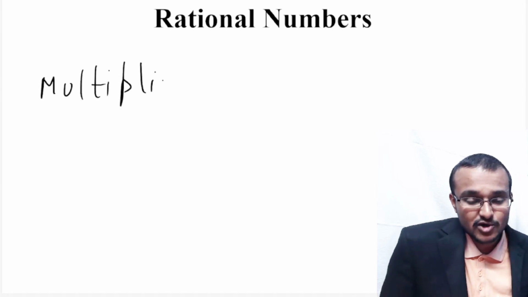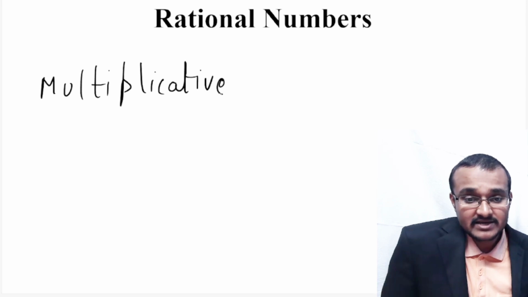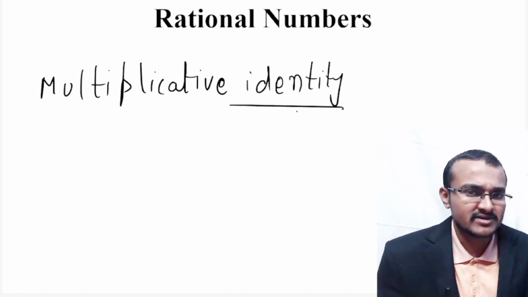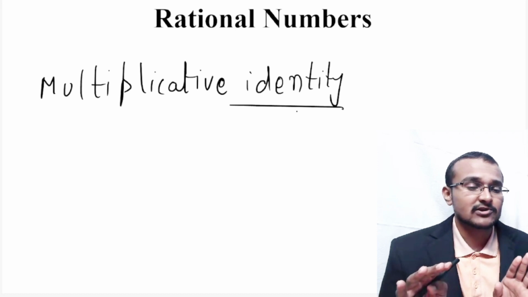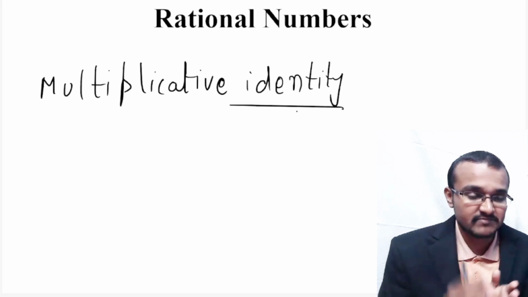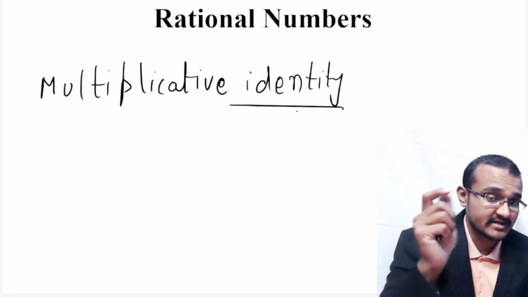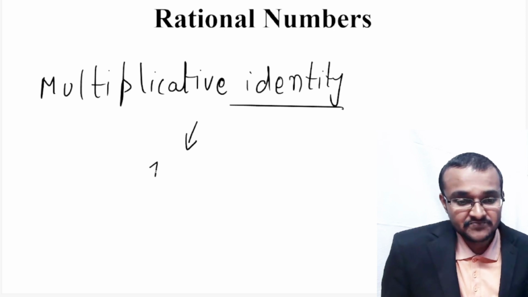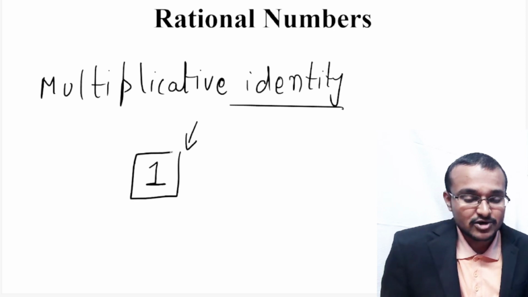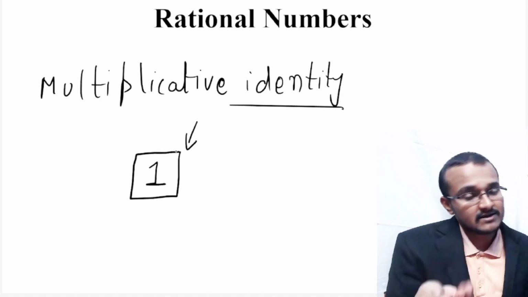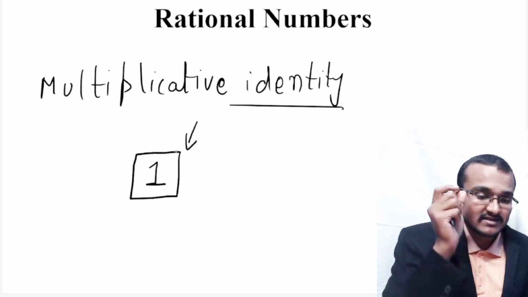There is one more term called multiplicative identity. Here also there will be one particular number which, if you multiply with any rational number, the value of that rational number will not change. Such a number will be the multiplicative identity for rational numbers. The only number which is possible to become multiplicative identity is 1, because when you multiply 1 with any rational number on the left hand side or right hand side, you will get the same value.